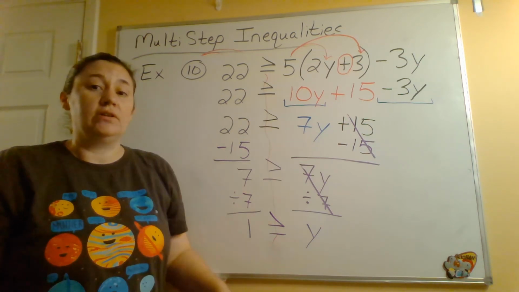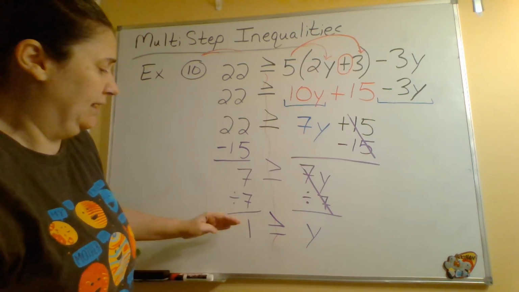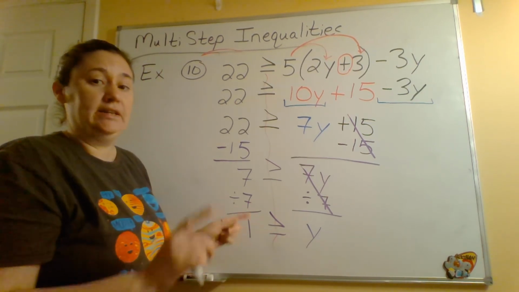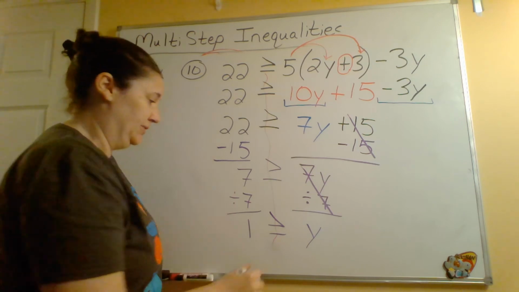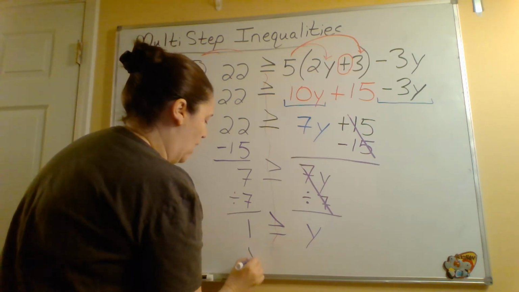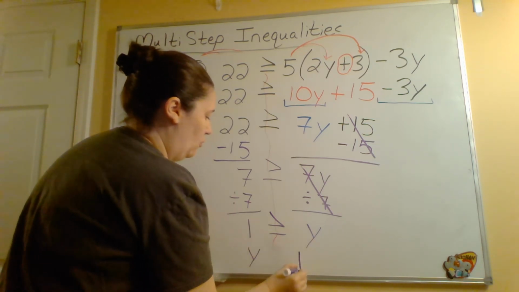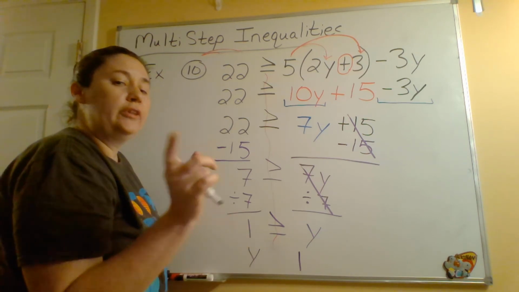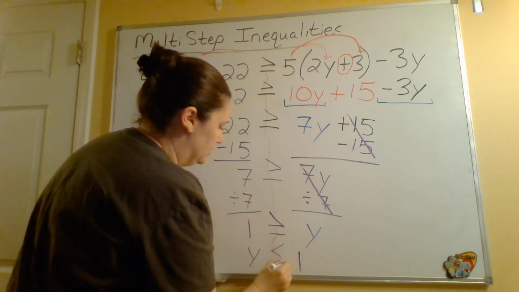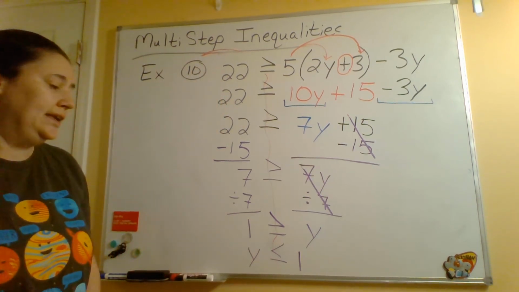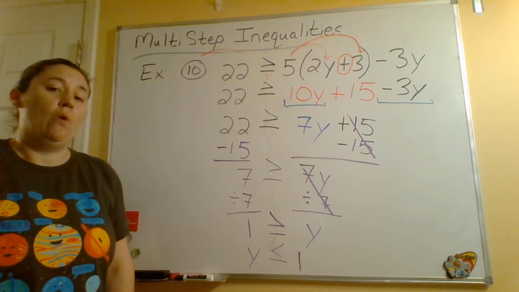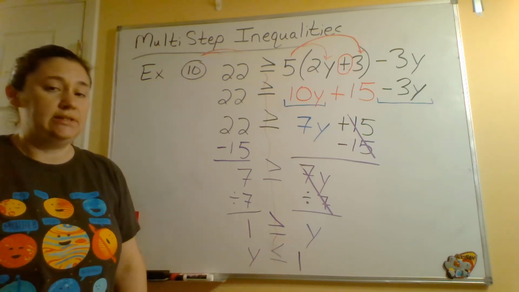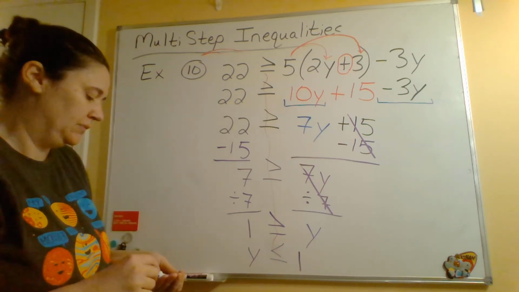I'm done with all the hard stuff, but I can't leave my answer with the number on the left and the variable on the right. We need to switch it so that the variable is on the left. We're going to put y on the left, and we're going to put 1 on the right. And what do I do to the sign when I do that? Flip it. That is correct. So it is y is less than or equal to 1. When you switch the variable and the number at the end, you have to flip the sign.